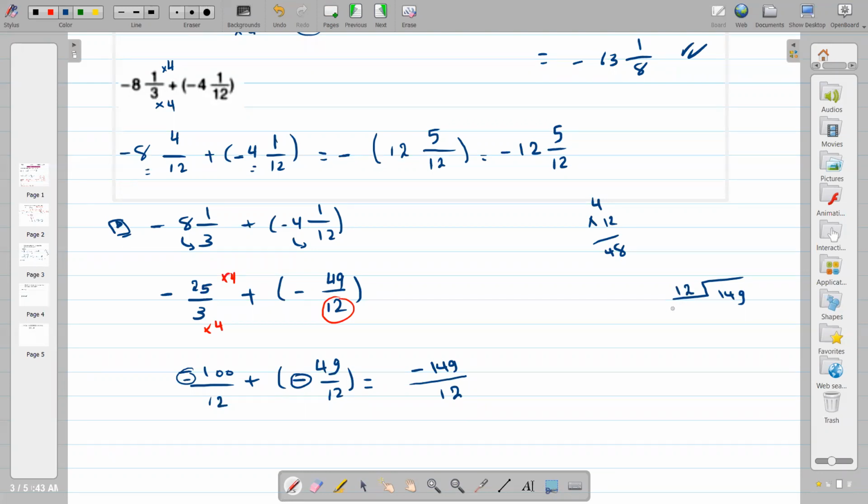Okay. So 1 times 12 is 12. 29. 2 times 12 is 24, and then subtract. The result will be 9 minus 4 is 5. Okay, equals negative 12 and 5 over 12. The same result, the same result.